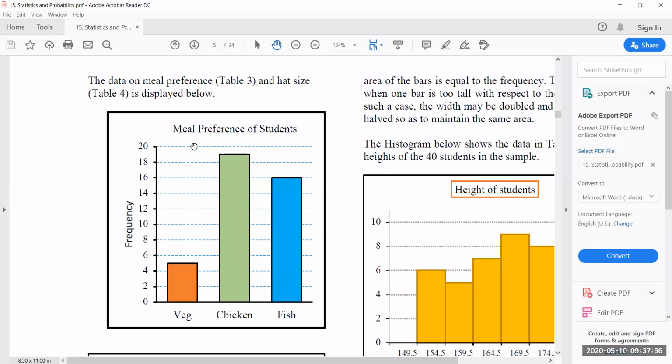And of course, the vertical axis tells us the frequency. The frequency is always on this axis here, okay? Provided that the bar graphs are vertically drawn. Any questions here? So can anybody tell me how many students prefer vegetarian food?